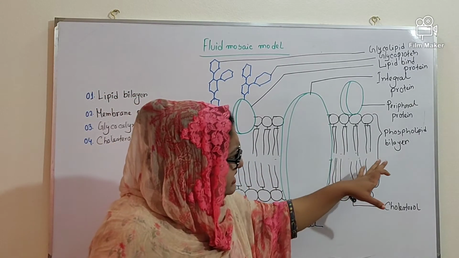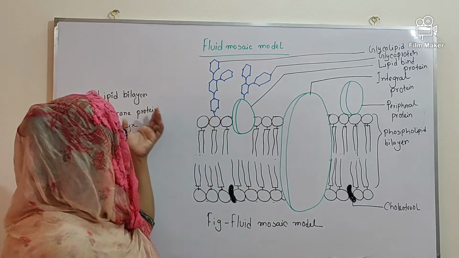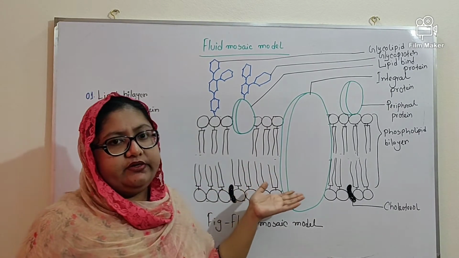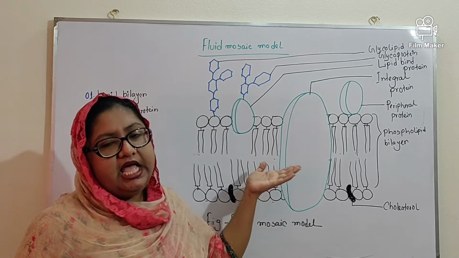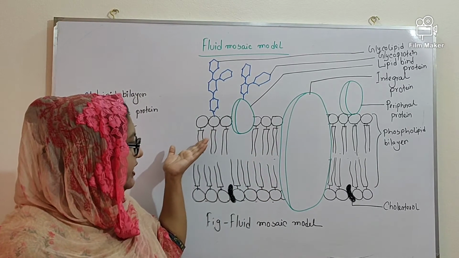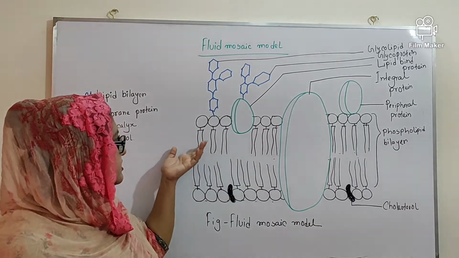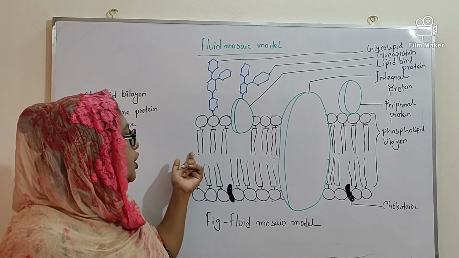Now, you can write it in this way. The first point, lipid bilayer. There are 2 phospholipid layers present in the cell membrane, which consist of phosphate and lipid. There is a phosphate head and 2 lipid tails. You can also give the information that this is a polar phosphate head and these tails are non-polar.